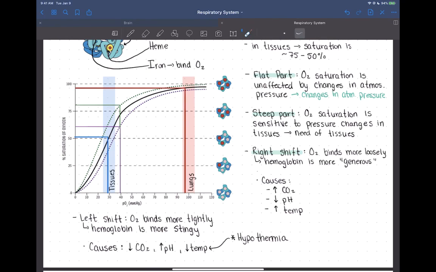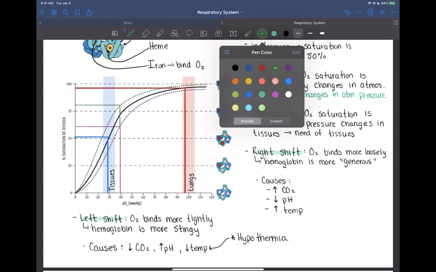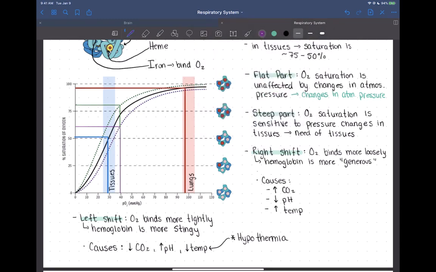All right, and so in addition to the parts of the regular curve, the flat and the steep part, our curve can shift either to the right or to the left. And so let's talk about each of those shifts. So if the curve shifts to the right, I'll just draw this so we can tell.